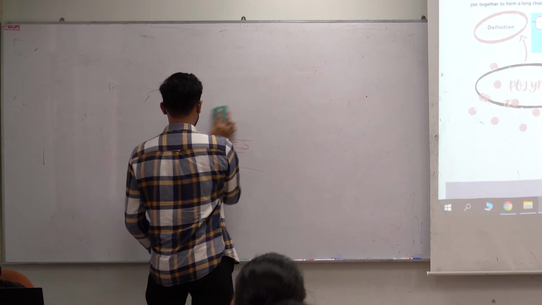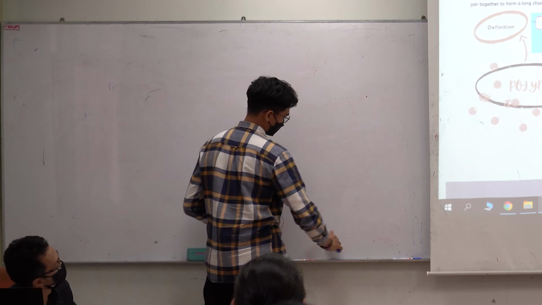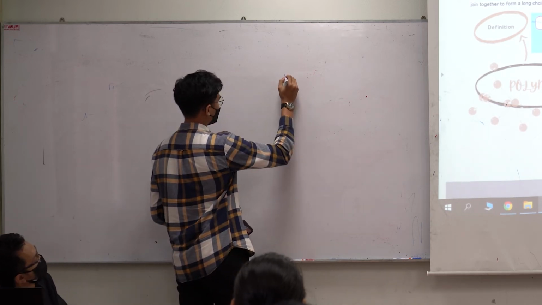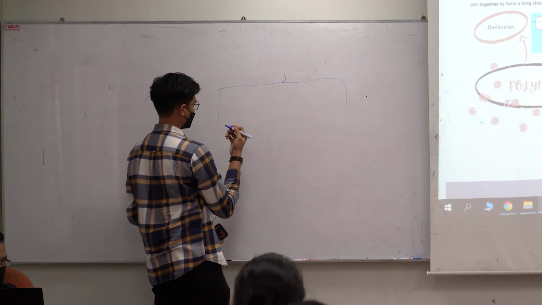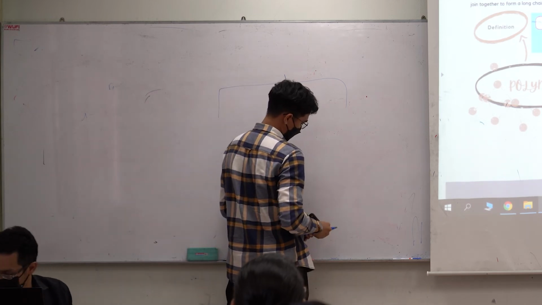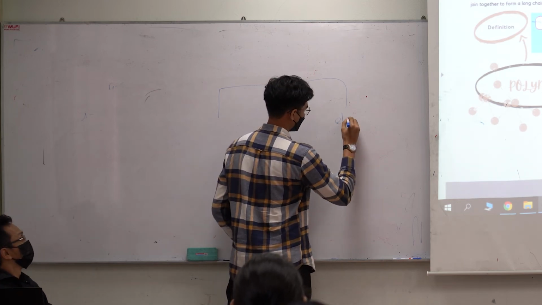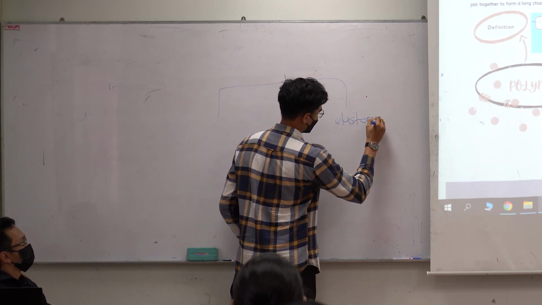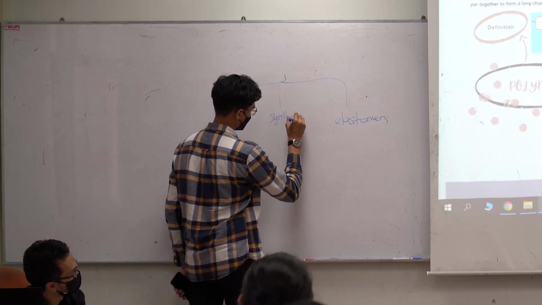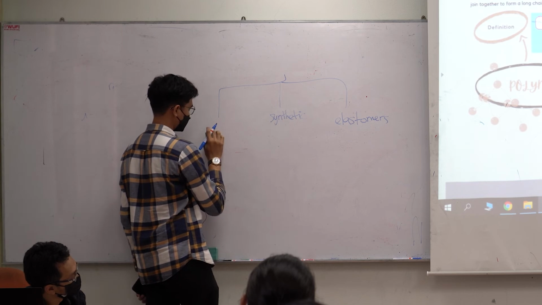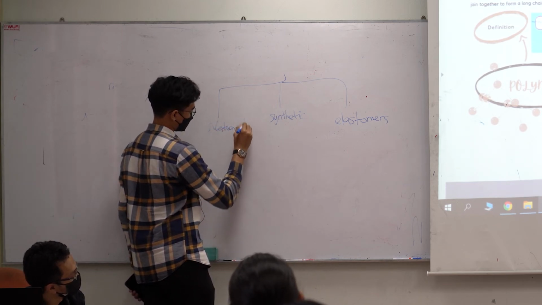Okay, one thing that is not here in this slide is the type of polymer. Polymer basically has three types. One is elastomer. Another one is synthetic. And the other one is natural.